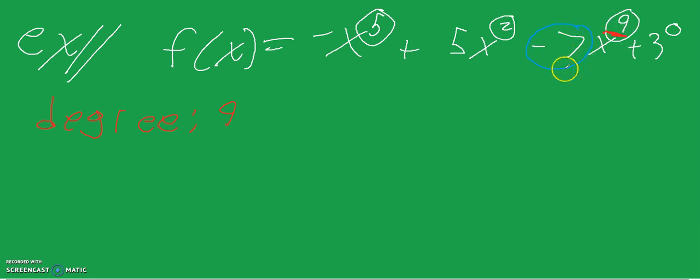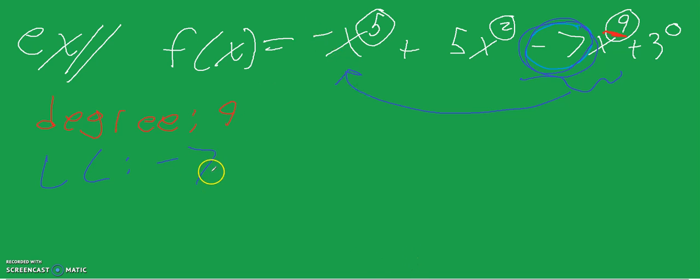Now, this whole term right here is not at the front, but it doesn't matter. I could rearrange this to make it in the front. The leading coefficient isn't determined by its position inside of the equation. It's determined by the degree of the polynomial. The degree is 9, so I care about the coefficient of that term. So that's where my leading coefficient of negative 7 comes from.